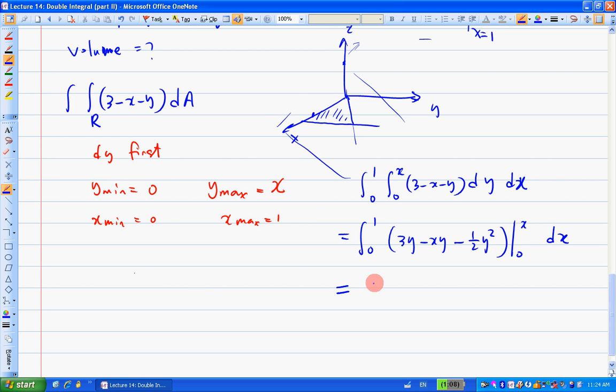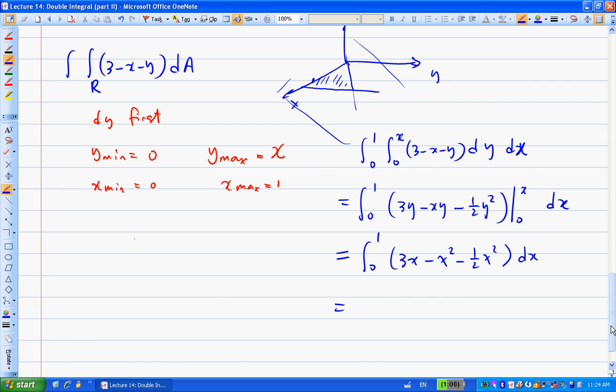Coming back here, the middle one, 0 to 1, 3x minus x squared minus 1/2 x squared, and when you plug in the 0 for y, everything is 0, so that's just this one thing here. And the integral here, I think you can practice this, and overall you end up with 1. So which basically means the volume between that surface and the region R is 1.